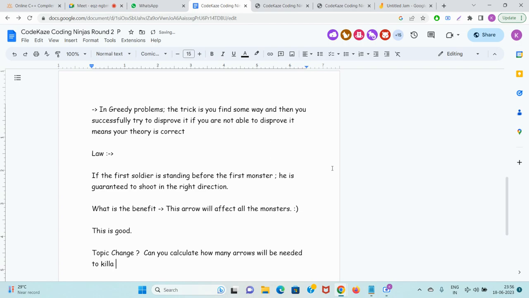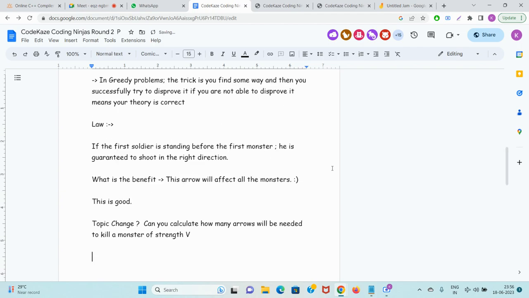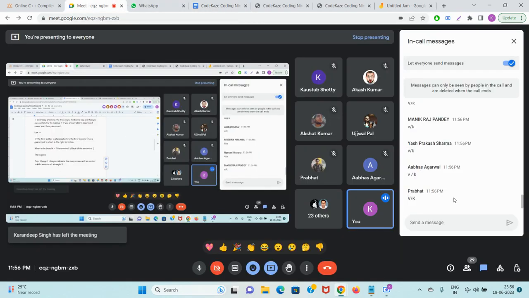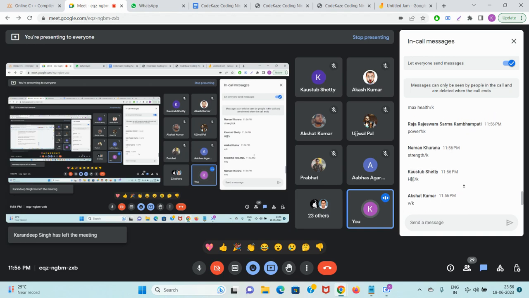Guys, whoever gives me a formula will get 500 rupees tomorrow in GPay. Whoever tells me the formula first. Guys, how many arrows will be needed to kill a monster of strength V? Tell me, guys, if the strength of the monster is V, what will be the formula? V by K. Congratulations, V by K.